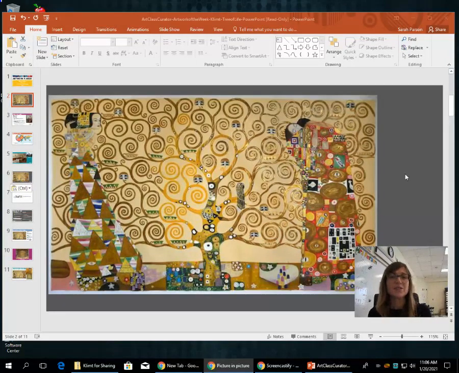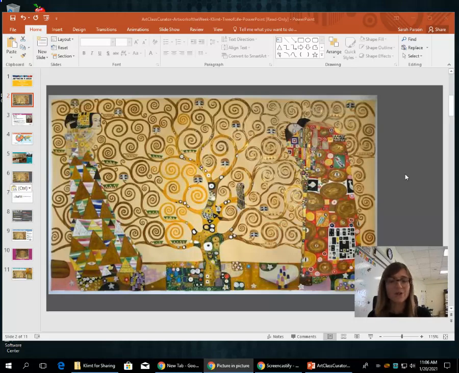Did you notice all the different lines and shapes? What about the colors? One color really stands out. That's right, it's gold. Klimt's father was a gold engraver who taught him how to work with gold. Can you find any animals in the painting? Do you see the blackbird? What about the eyes? There are so many in this painting. Can you count them all?